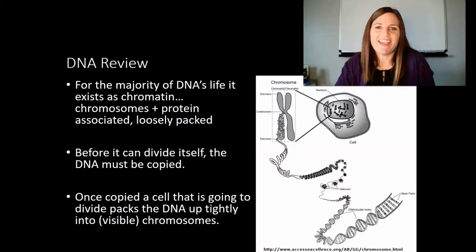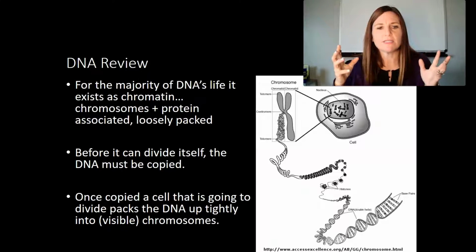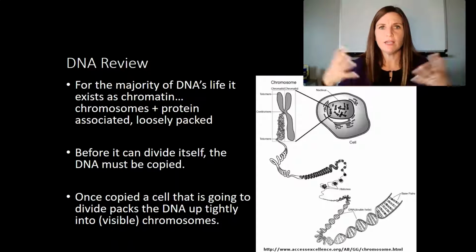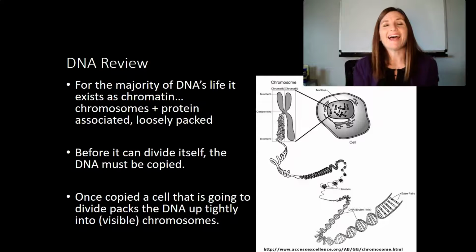For the majority of its life, DNA exists loosely as something called chromatin. But when it's time to divide, the cell is going to tightly pack that DNA down into chromosomes. What we need to talk about is that originally the DNA is loosely spread out, then it gets copied, and then it's going to tightly pack down into chromosomes. And the idea about packing it down is kind of similar to what you do when you travel.